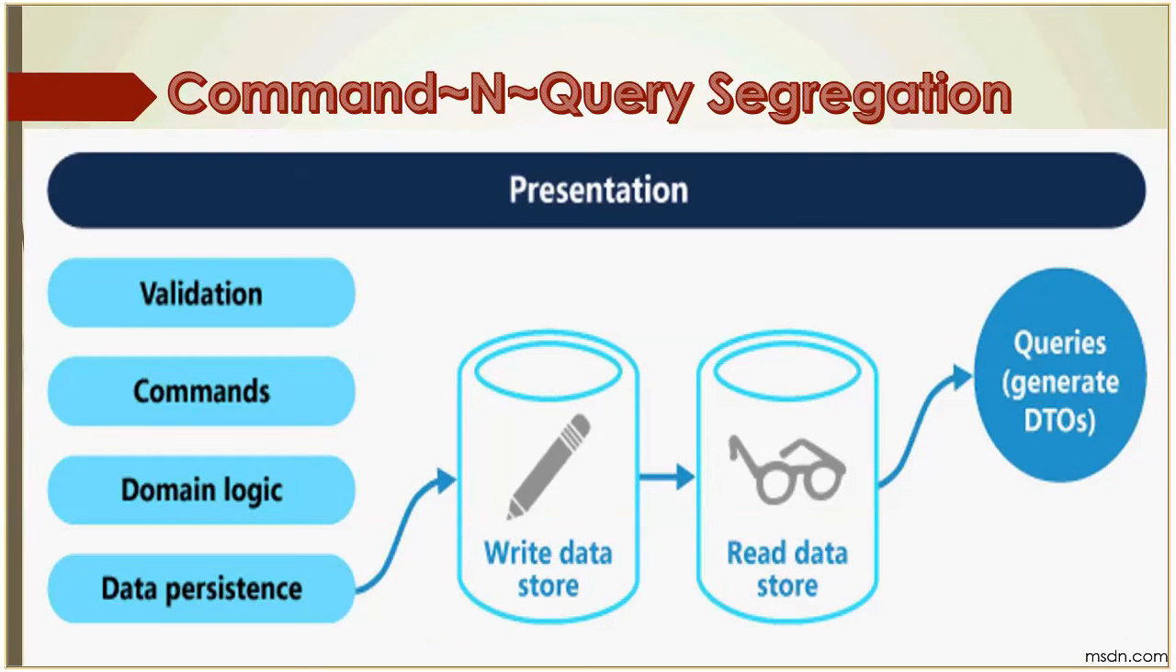So let's talk about the very last principle, which is command and query segregation principle. So what does command and query segregation help us with? In place of one single object for each entity, now it's saying just create two objects. One is for the read and one is for the write.